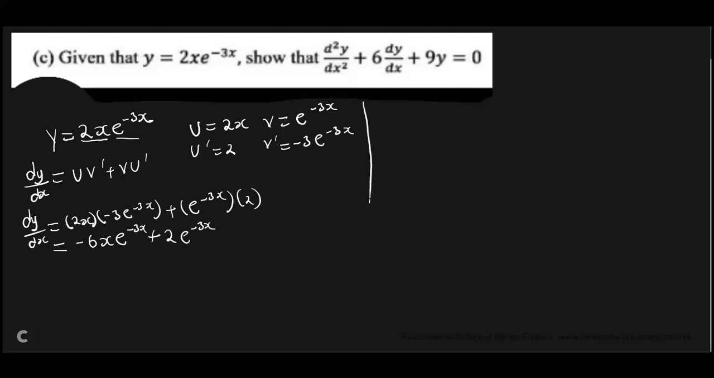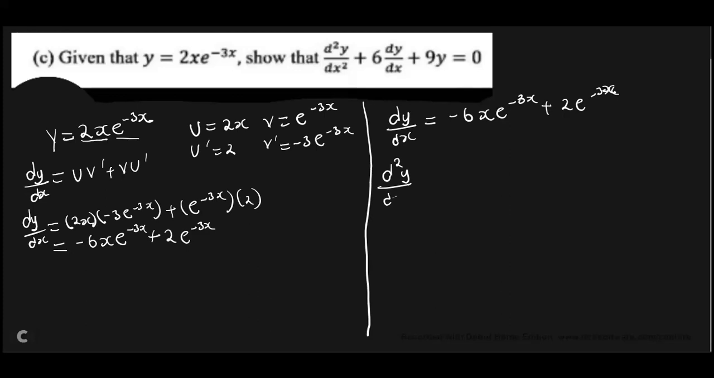We need to find the second derivative. So the question is, how do we find the second derivative? The first derivative, dy dx, is negative 6x e to the power negative 3x plus 2e to the power negative 3x, like that. That's your first derivative. Now let's find the second derivative, meaning d2y over dx2.